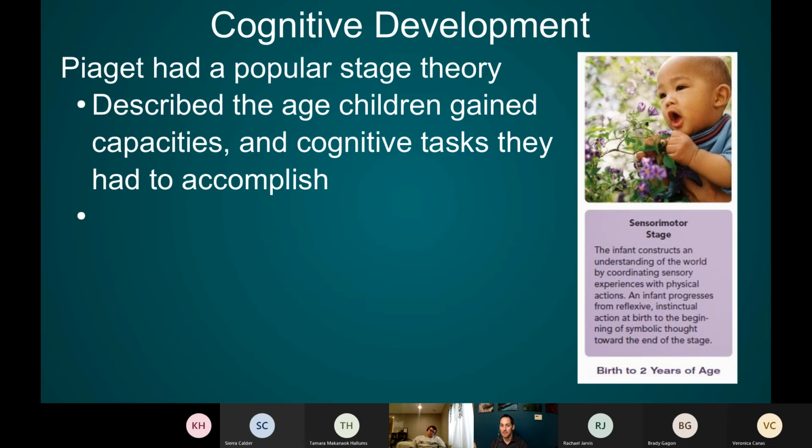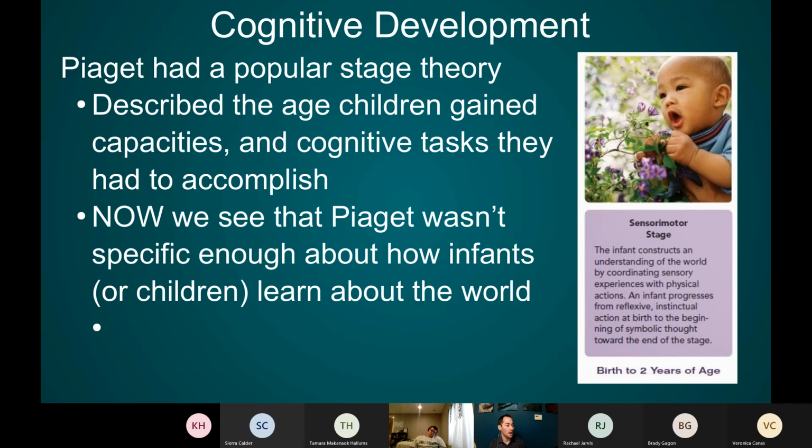As of now in the field, there's aspects or observations that Piaget made that we have still held on to, but these stages in and of themselves, we've kind of thrown away, essentially. We've moved past them. So he wasn't specific enough in how infants or children could learn about the world, both their sensations and perceptions. Part of this was due to, well, it was a new science.